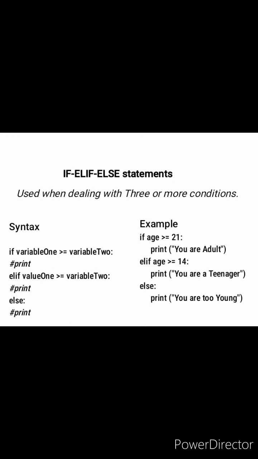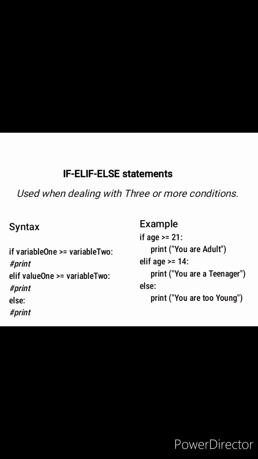Now, let's move forward to the if elif else statements. If elif else statement is used when dealing with three or more conditions. Syntax: if variable 1 is greater than or equal to variable 2, then print, else if value 1 is greater than or equal to variable 2, then print, else, then print. Example: if age is greater than or equal to 21, then print you are adult. Else if age is greater than or equal to 14, then print you are a teenager. Else, you are too young.